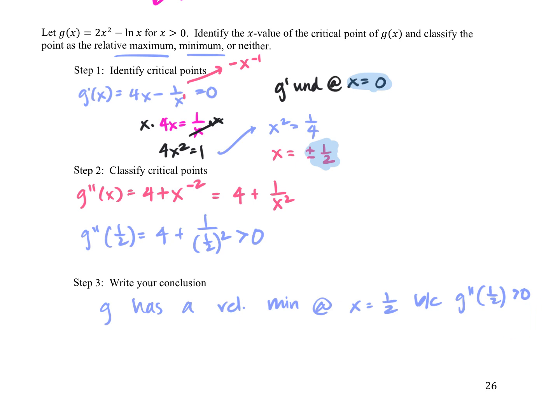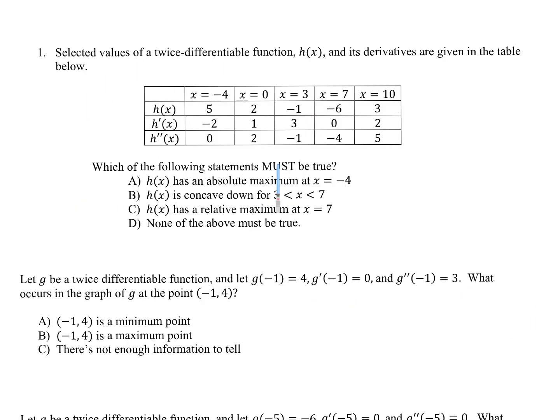Either way, love it. So you guys, what if I gave you this chart? I do kind of like these ones, which must be true. I don't like it when they say could be true. Okay, look at what they gave us. H, my function H. Here's some info about H, H prime, and H double prime. H has an absolute maximum value when x is -4. Let's look at H. At -4, do you agree 5 is the biggest of those y values? Yes.